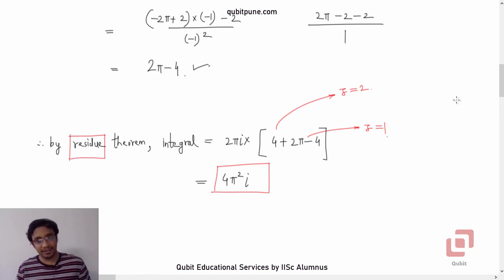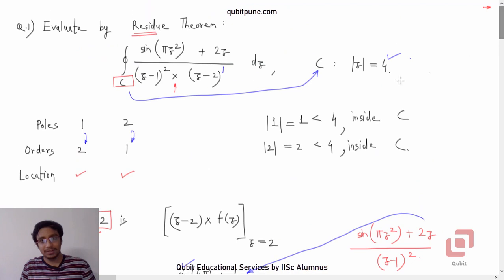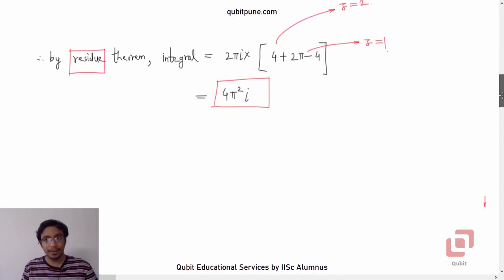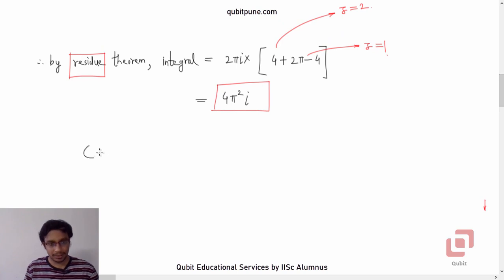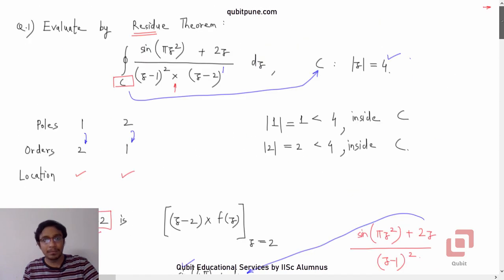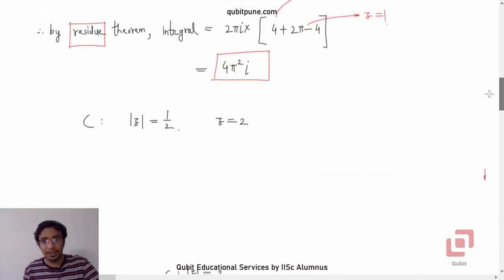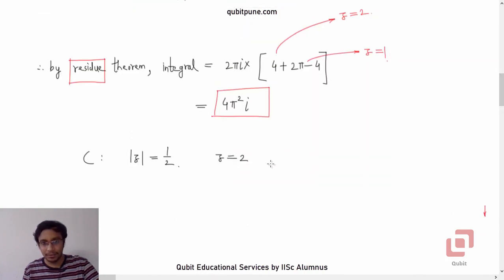Now it may be interesting to change C. Okay, for example, let me take C to be the circle mod of z equal to 1 upon 2. Okay, if I take the circle mod of z equal to 1 upon 2, then both z equal to 2 and z equal to 1, both these poles lie outside.